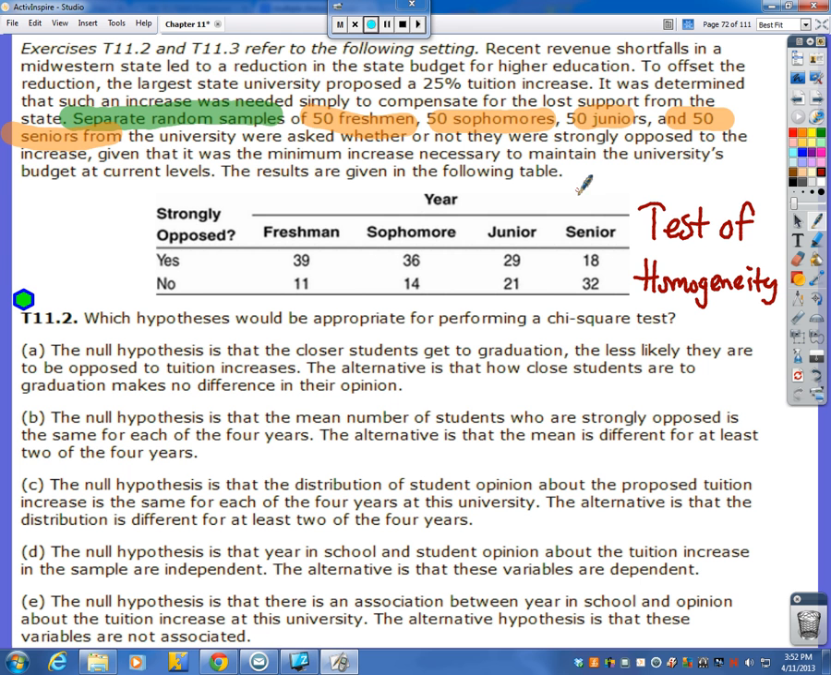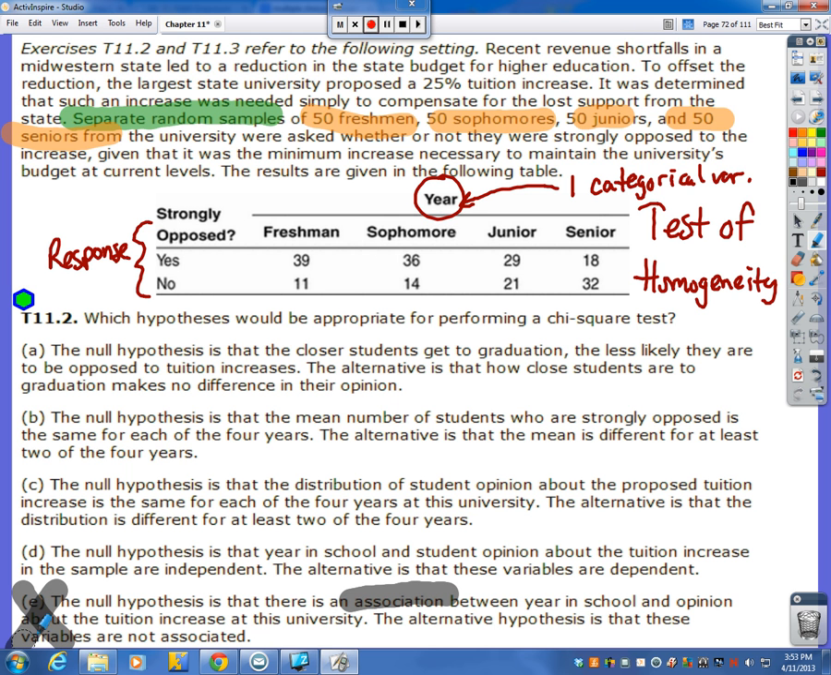In a test of homogeneity, there's also just one categorical variable, and that variable is year in college. Now, this isn't like a chi-square goodness of fit test where there's usually just one variable, because we also have technically a second variable of yes or no, whether they were strongly opposed to it or not. So if any of these talk about association, we know it must be wrong because this must be a test of homogeneity. So looking through these, I'm seeing down here, hey, association.